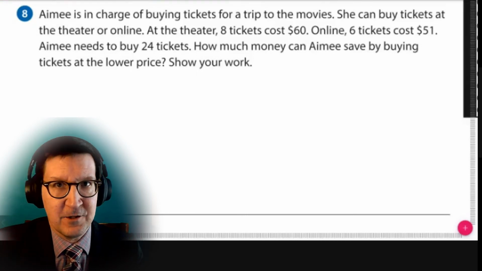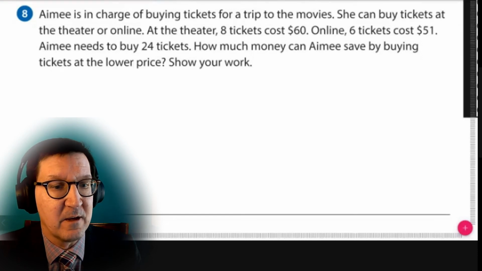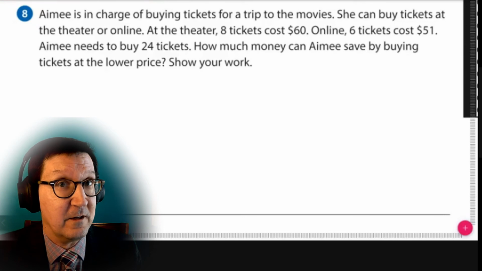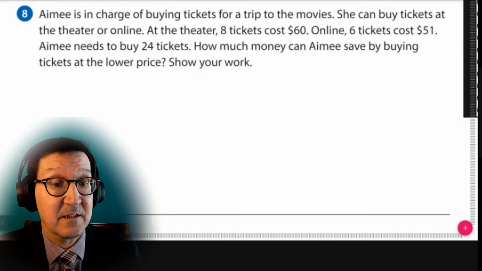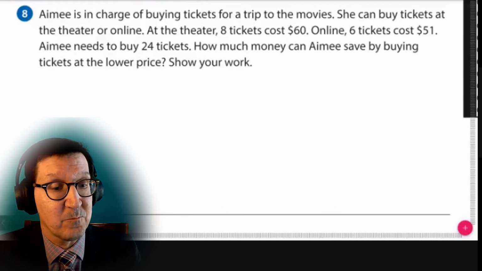Amy is in charge of buying tickets for a trip to the movies. She can buy tickets at the theater or online. At the theater, 8 tickets cost $60. Online, 6 tickets cost $51. Amy needs to buy 24 tickets. How much money can she save by buying tickets at the lower price?